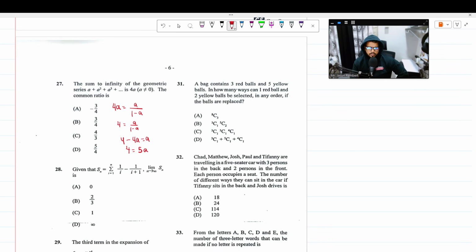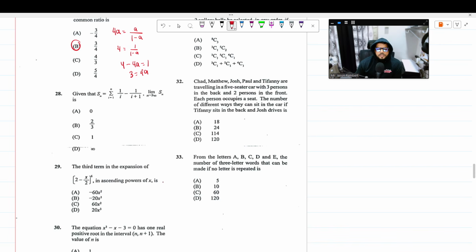A over 1 minus r. Oh, this is going to be 1 on top. My bad. Alright, so it's going to be is equal to 1. So move the 1, move the 4. 3 is equal to 4a, and 3/4 is equal to a.